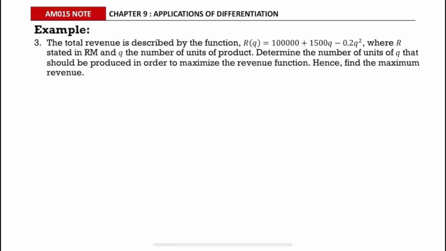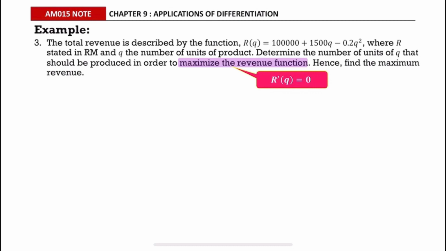Question 3 is, the total revenue is described by the function R of Q equals 100,000 plus 1,500 Q minus 0.2 Q squared, where R is stated in RM and Q is the number of units of product. Determine the number of units Q that should be produced in order to maximize the revenue function. Hence, find the maximum revenue. To maximize the revenue function means that R prime of Q equals 0, or the marginal revenue equals 0.